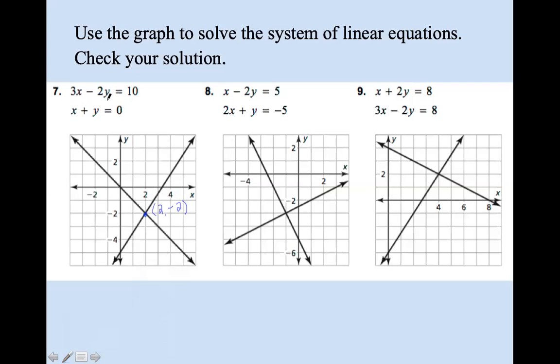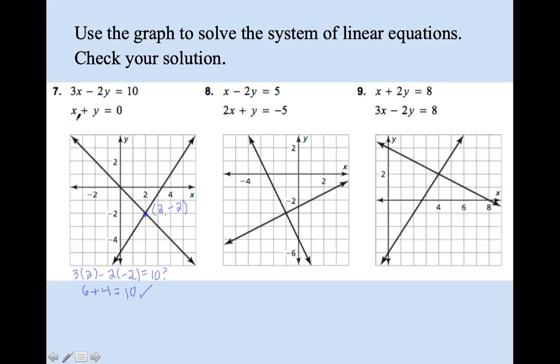In order to verify that, I need to plug those numbers in for x and y and see if it's true. So the first equation, I have 3 times 2 minus 2 times -2. And I want to know if that's equal to 10 in this case. That's what I'm checking. So we have 6. -2 times -2 is a positive 4. And 6 plus 4 is equal to 10. So it works in the first one.